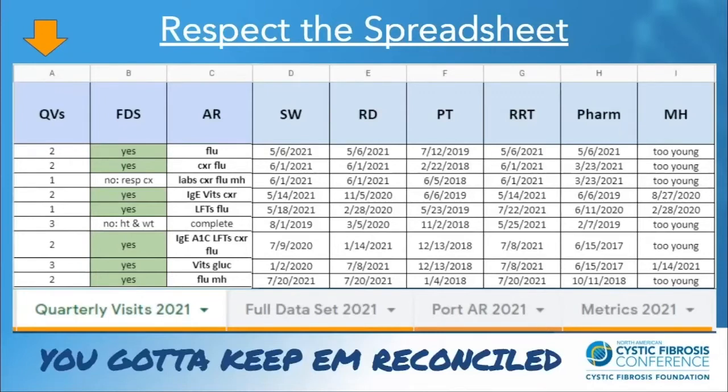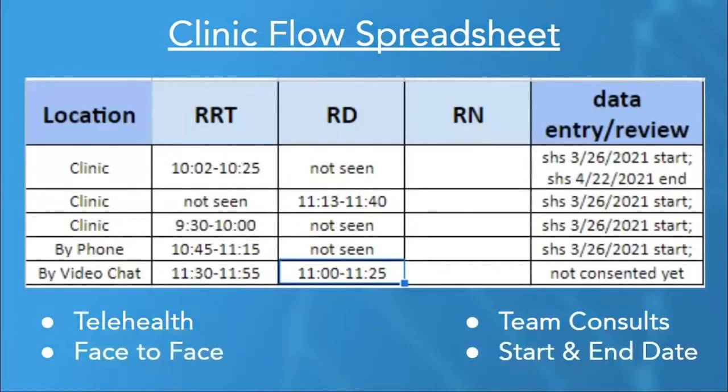Some of the main data trends that I continuously keep track of are quarterly visits, full data set, annual review, and team member consults. The clinic flow sheet is our data capture form and represents a single date of service for quarterly visits. It includes data points required to start an encounter in Port, like date of service, location of visit, and team members consulted. I notate my initials and date in a column to record when I started the encounter in Port.